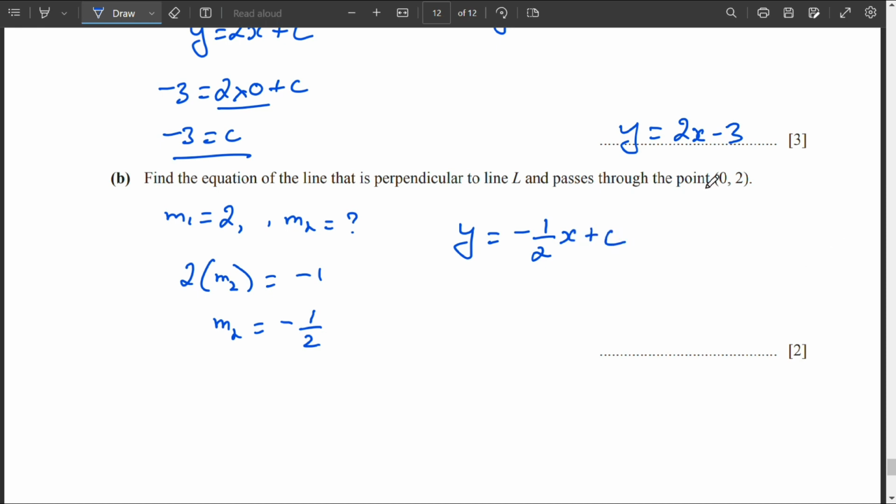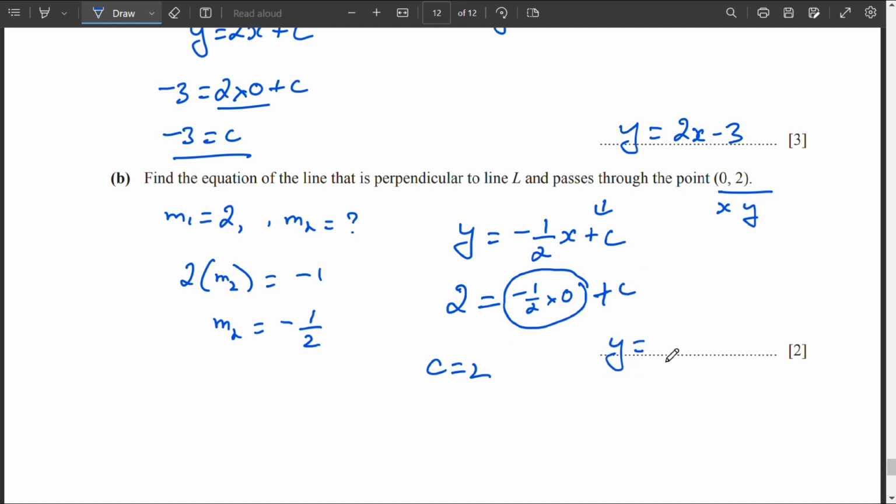Now we have to calculate the value of c. So we substitute these 2 points, x as 0, y as 2. So this is 2 equals... Now when x is 0, this whole term will become 0, because -1/2 into 0 is 0, plus c. So what is c? c will be 2. So you can substitute c over here. So the equation will be y = -1/2 x + 2, which is the equation of the line perpendicular to it. Okay.